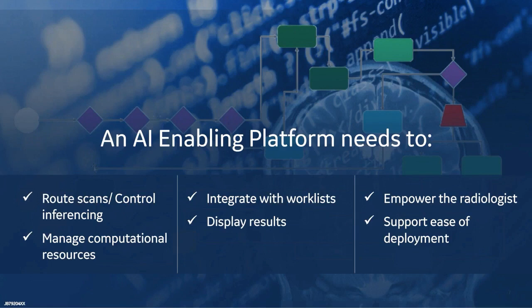Let's review what we learned from Parag earlier in this presentation. The functions that an AI-enabled platform needs to provide are routing of scans to the appropriate AI algorithm, controlling the AI inferencing, managing computational resources to ensure that the critical studies are analyzed in a time-appropriate manner, sending the results back to PACS for workflow integration, displaying the results in a diagnostic viewer, enabling the radiologist to utilize the results or not, and most importantly, to keep up with a rapidly growing number of AI clinical applications being made available to us. It needs to support the rapid onboarding of algorithms from independent developers as well.